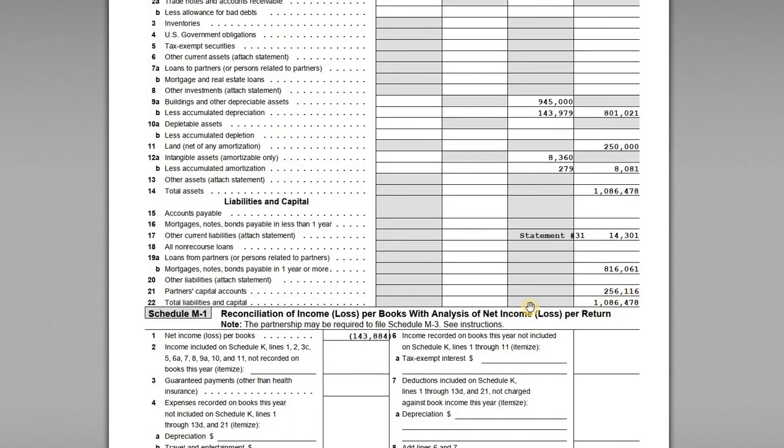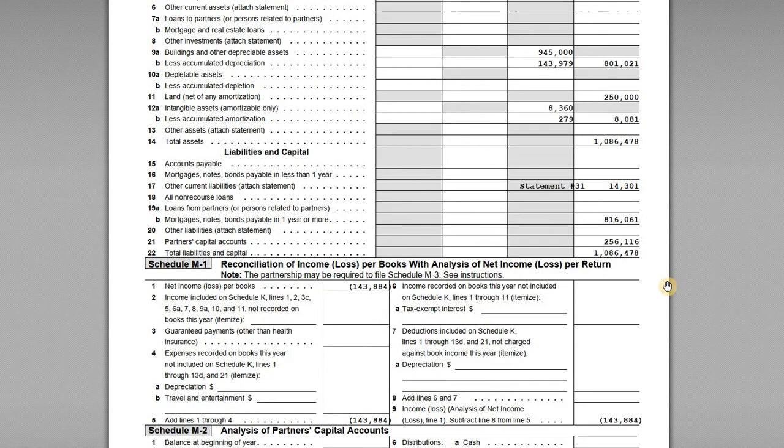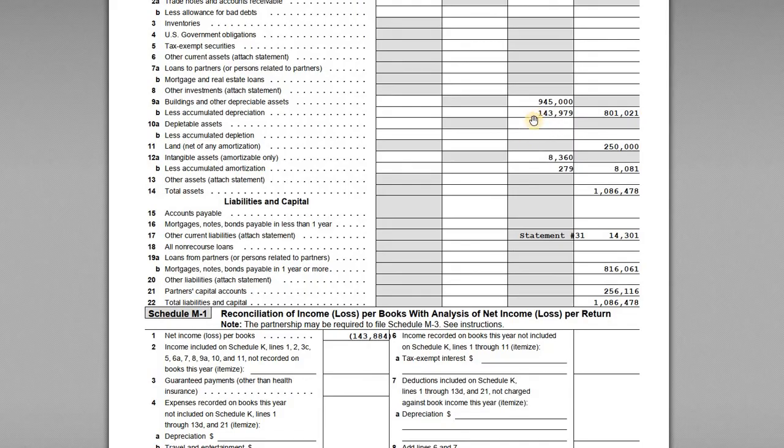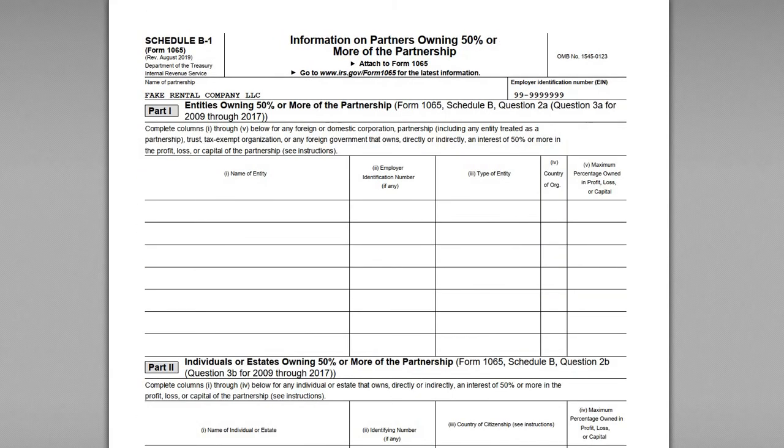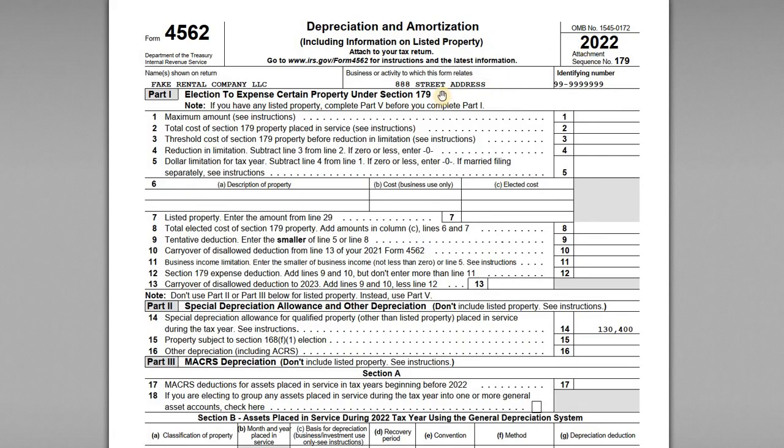And then the net capital accounts at the end of the year is going to be $256,1116. Now, in arriving at the depreciation, right? So that is found on 4562. So if we have a quick look at the 4562, and then I'll come back to M1 and M2s.